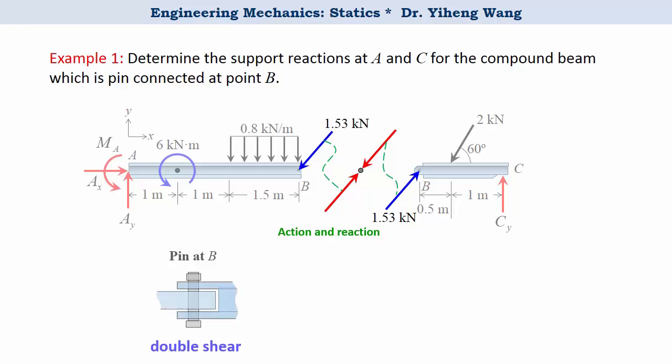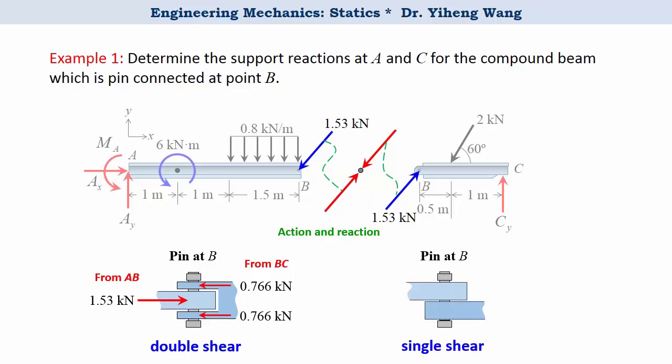Here is an example of double shear connection. Member AB exerts this 1.53 kN force on the pin, while each of the two leaves from member BC exerts only half of that force on the pin. Or the connection could be single shear, and each of these two members AB and BC exerts the same amount of 1.53 kN force on the pin.